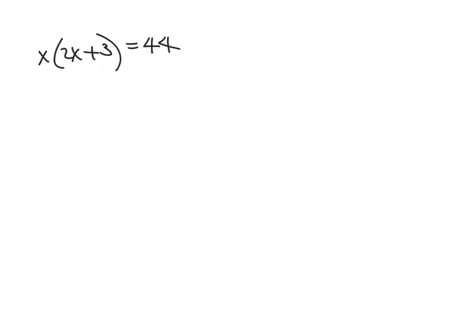Okay, so right there we've already got something pretty much factored, but we're trying to solve it. So that's when we distribute. x times 2x is 2x squared plus 3x equals 44. We move that to the other side.